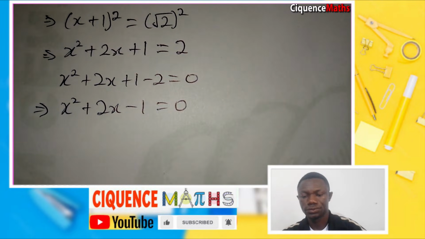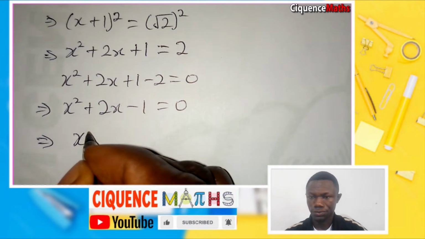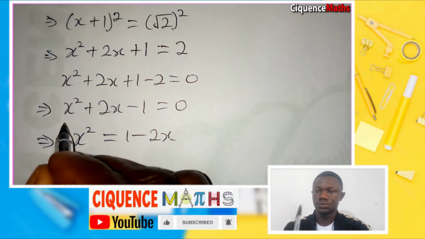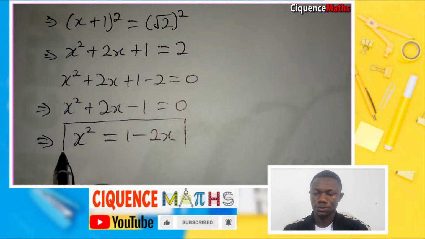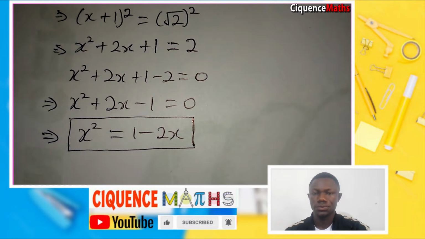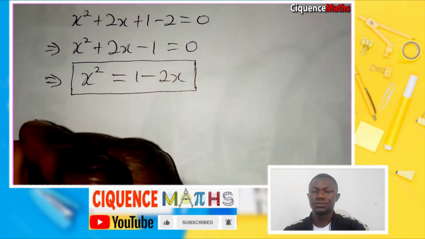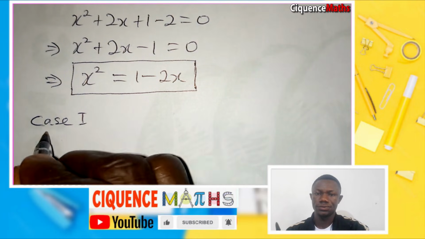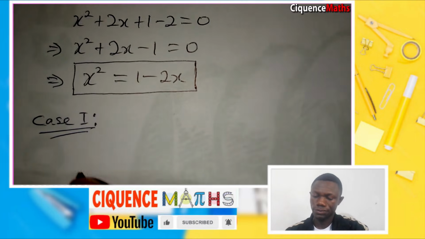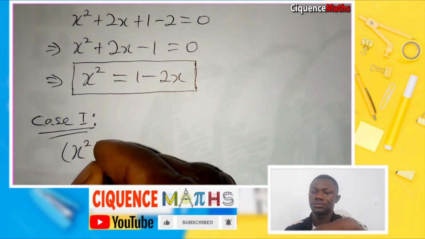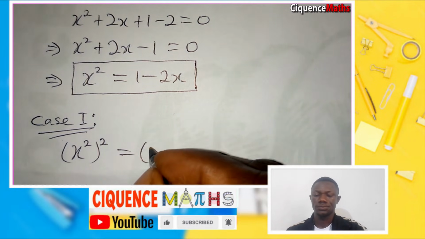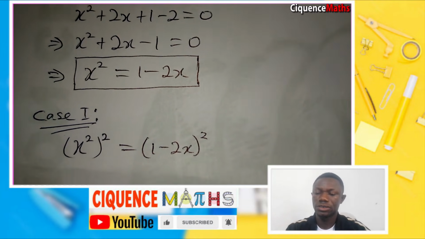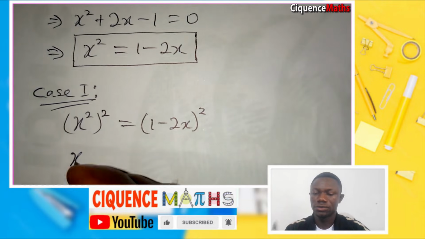Now we can get the value for x square. We maintain x square on the left side and send the rest to the other side. So we have x square equal to 1 minus 2x. Now let's consider finding x exponent 4. To get x exponent 4, we take square on both sides of the value for x square once again, so x square raised to the power 2 gives us x exponent 4.